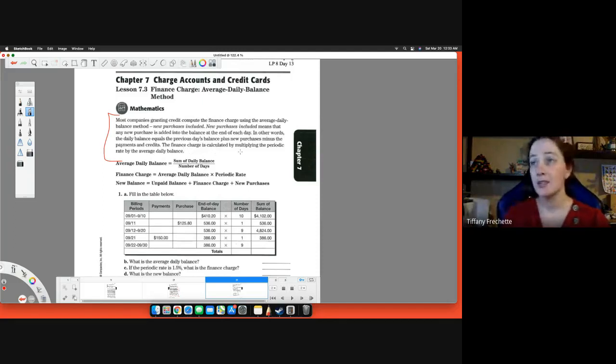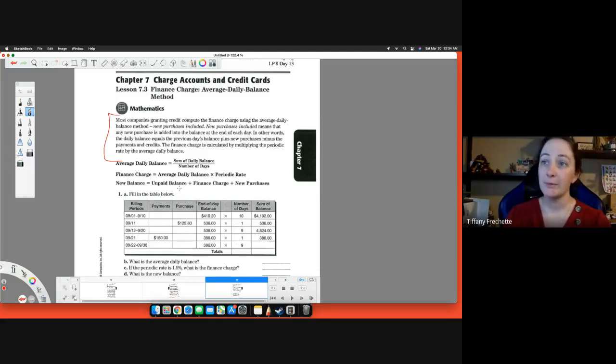The finance charge is calculated by multiplying the periodic rate by the average daily balance. So we were dealing with periodic rates in section 2, and they'll give us the periodic rate in here. So we know what we're multiplying by, what our percentage rate is. So the average daily balance is equal to the sum of the daily balance, so what is it all total up to, and then dividing by the number of days. Finance charge equals average daily balance times the periodic rate.